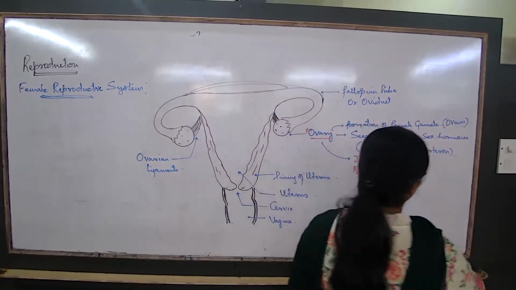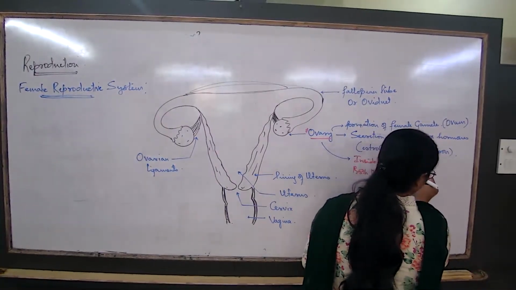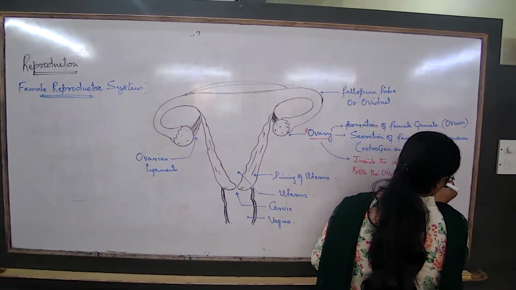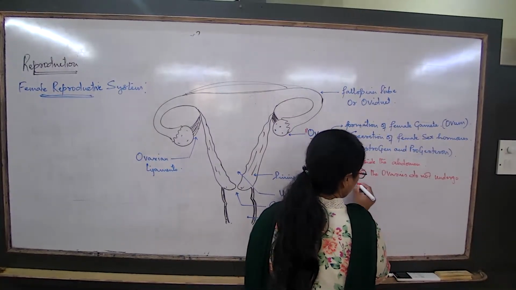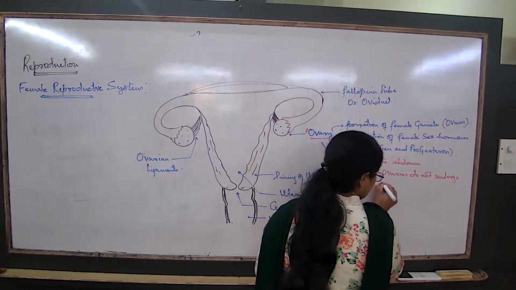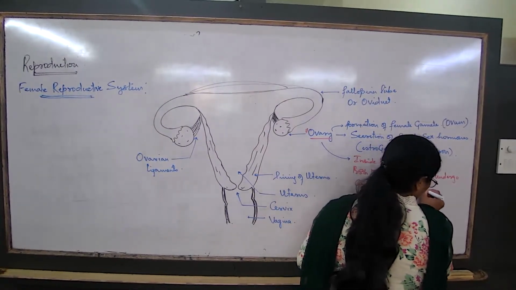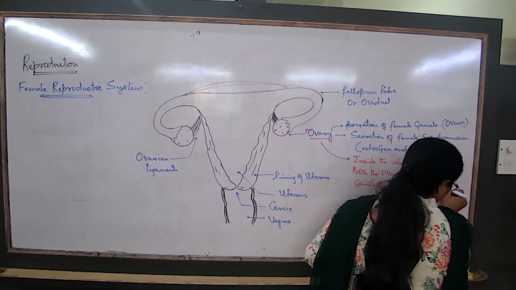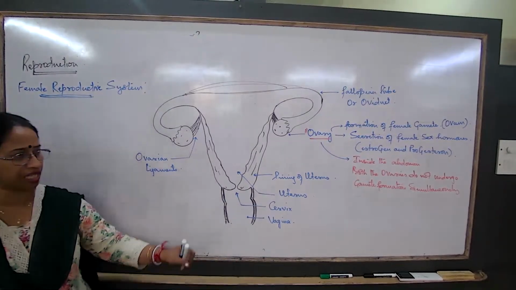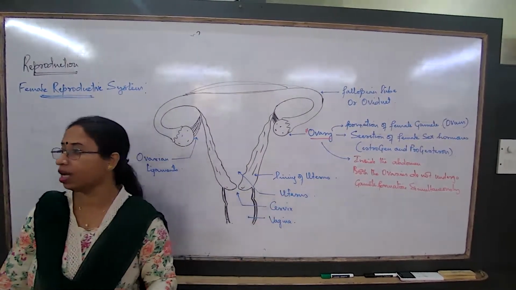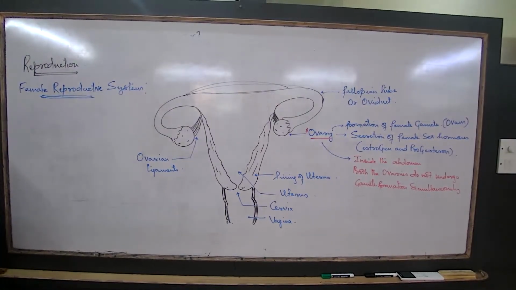Both the ovaries do not undergo gamete formation simultaneously. That means one ovary at a time participates in the gamete formation every time, unlike the testes. Again, this is very, very important for you to remember. Whenever I am talking about the ovary, only one ovary at a time will participate in the gamete formation.